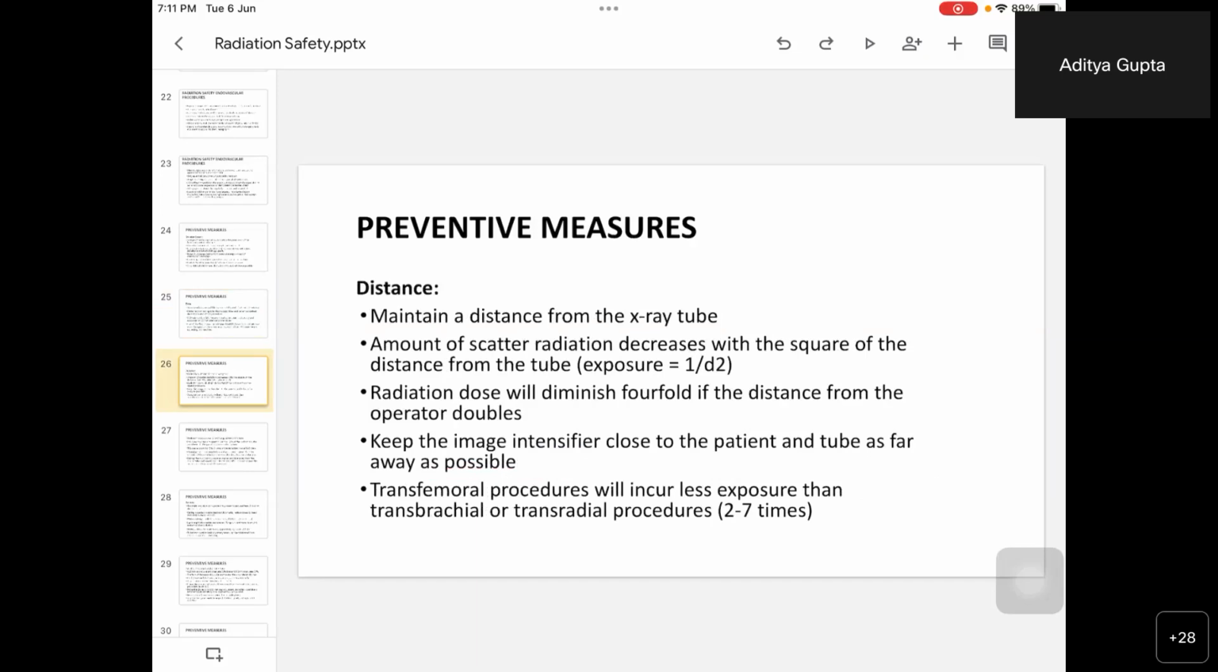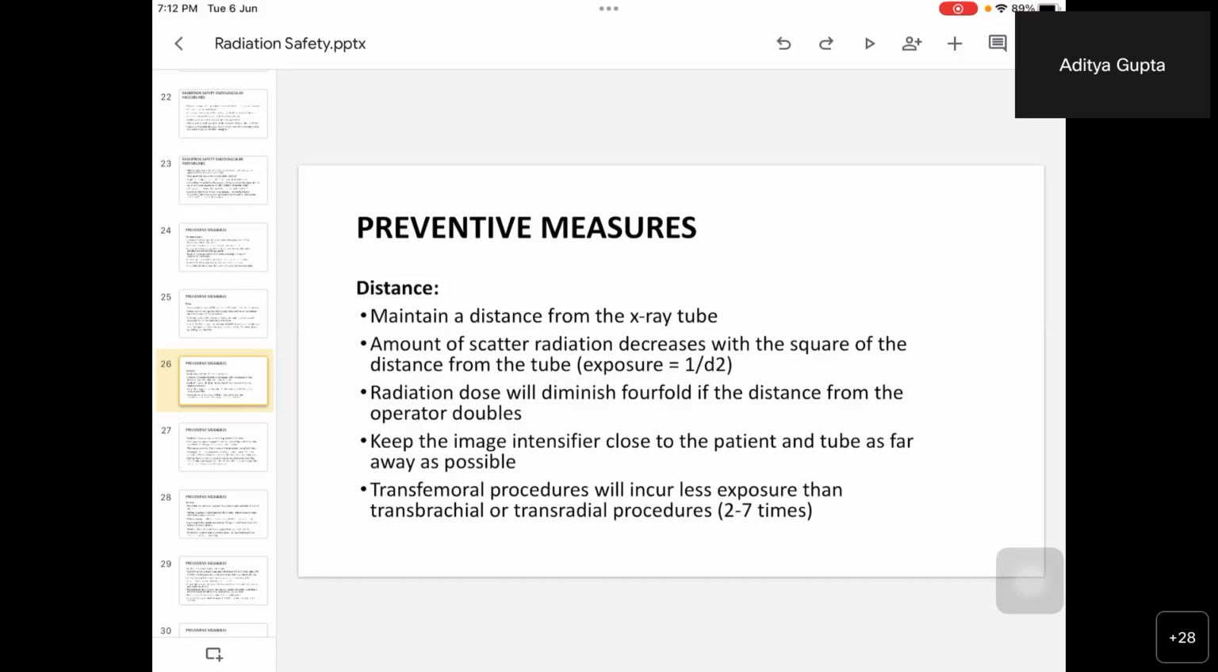Now, distance from the X-ray tube. We should always maintain a distance from the X-ray tube. The amount of scatter radiation decreases with the square of the distance from the tube. So exposure is proportional to 1 divided by distance squared. So the radiation dose will diminish 4-fold if the distance from the operator is doubled.